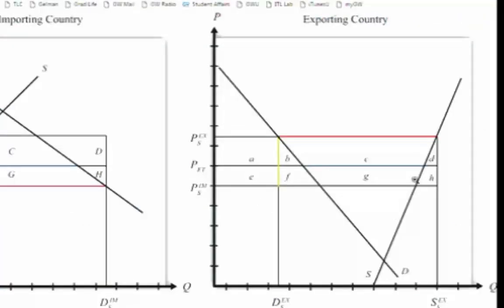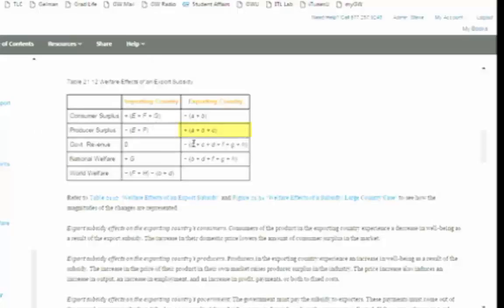Second, producer surplus. Production is increased from this level, right along the horizontal axis, up to this level. And that's going to inspire an expansion of production and an increase in profitability to the firms in the industry. We measure that profit with producer surplus, and producer surplus is going to go up by area A plus B plus C, the area between the original price, PFT, the new price, PEXS, and the supply curve is going to give us the change in surplus. So, plus A plus B plus C is the value of the increase in surplus that goes to producers.